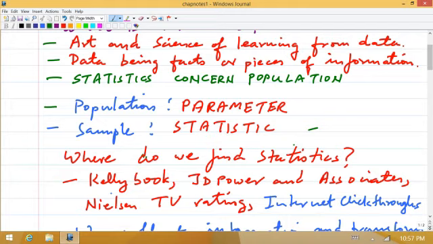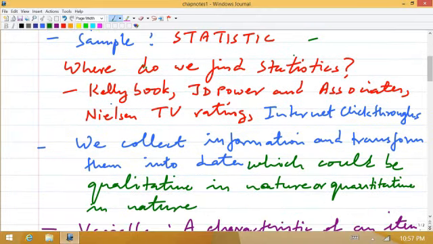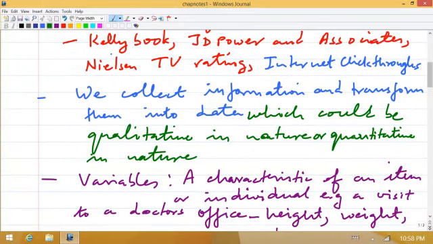If somebody wants to buy a new TV, a good place to go would be Nielsen TV ratings. The other thing we also have is internet click-throughs. And it's so simple to collect data nowadays. Whenever you are on the computer, you have all these ads come in, and with that ad, after a while, you see these click-throughs, either you say yes or no, and you move on. So we collect information and transform this information into data. This data could be qualitative in nature or quantitative in nature. And how do we interpret this data?